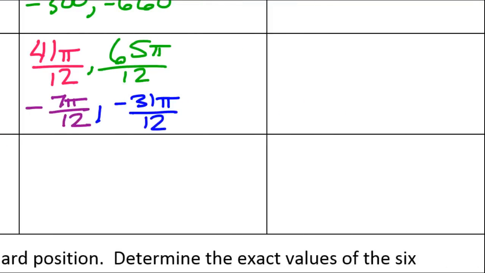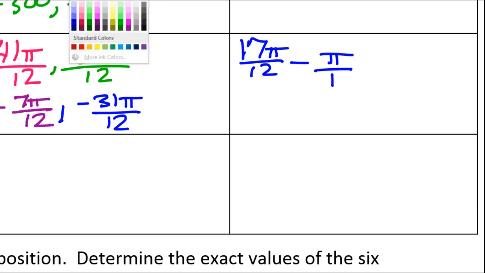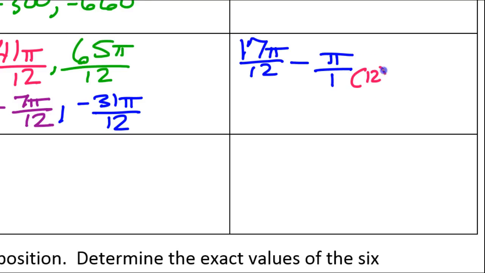But let me do that over here. So I'm doing 17 pi over 12 minus pi, and this should give me the reference angle. But you know, this is pi over 1, and I'm going to need like denominators. So this would be the same thing as 12 pi over 12.